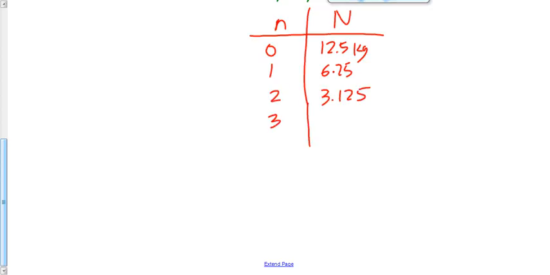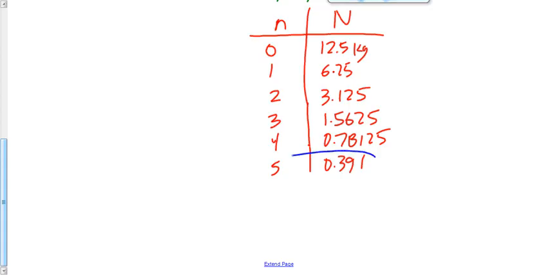After 3 half-lives, we keep dividing by 2, right? 3.125 divided by 2 is 1.5625. After 4 half-lives, keep dividing by 2, 0.78125. After 5 half-lives, keep dividing by 2, 0.391. All right, I need to get down to 0.4. I'm pretty much there. So it looks like little n is going to be almost 5.